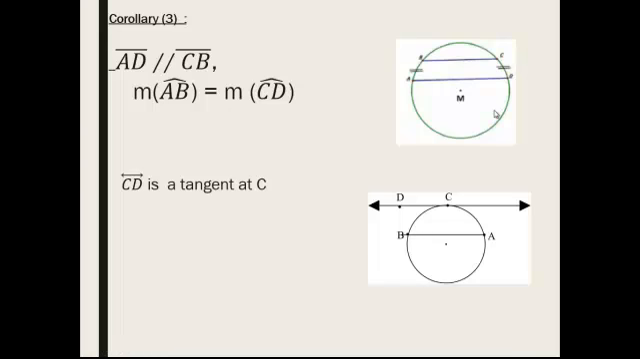I have CD, a tangent at C, touching the circle at point C, and I have chord AB parallel to the tangent. I have AB parallel to CD. Then the measure of arc AC equals the measure of arc CB.